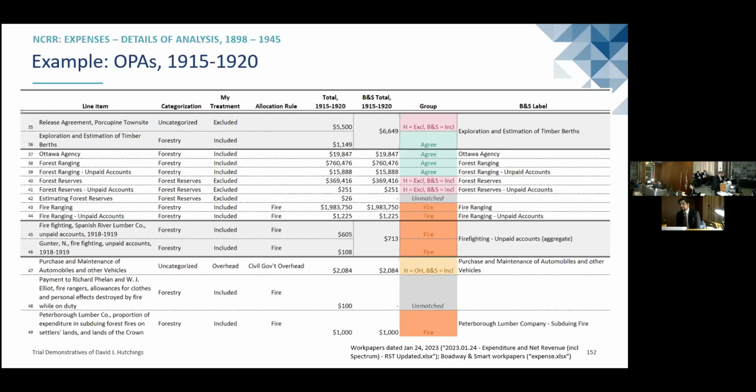Line 47, for what it's worth, there's an entry on a purchase and maintenance of automobiles and other vehicles, not specific to a branch as I could find, so I included it as overhead. And they included. Yeah, the last item is also related to fire, so it's the same fire engine color.